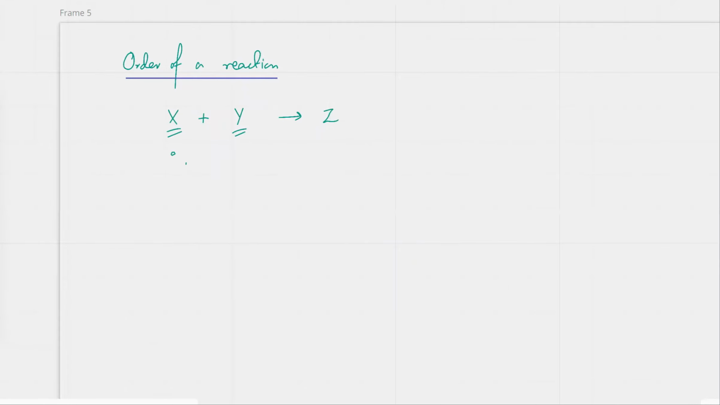So you've got particles of X and you've got particles of Y, and they're going to bump into each other and collide with each other, and that would result in a reaction. So these particles would react with these particles.